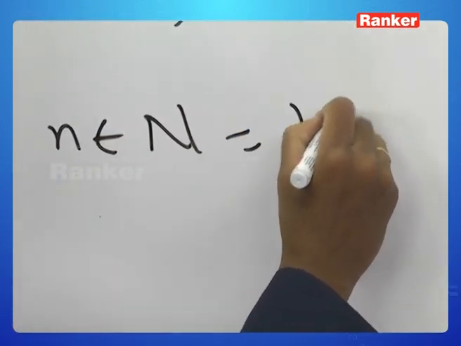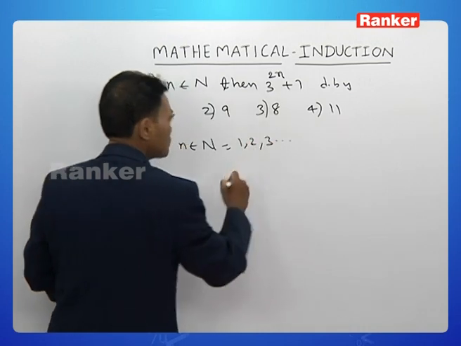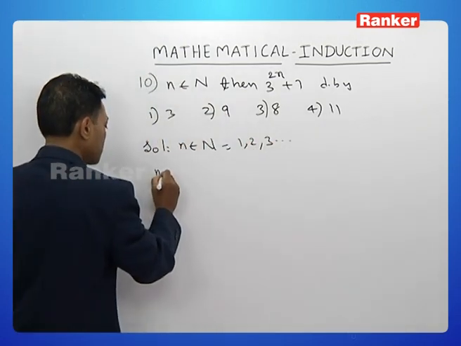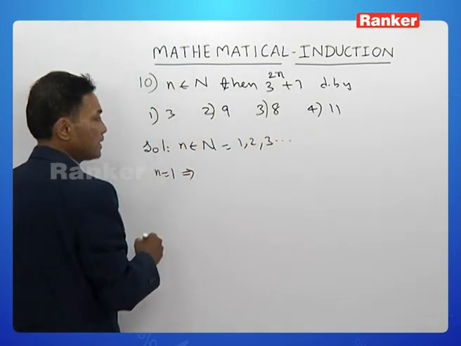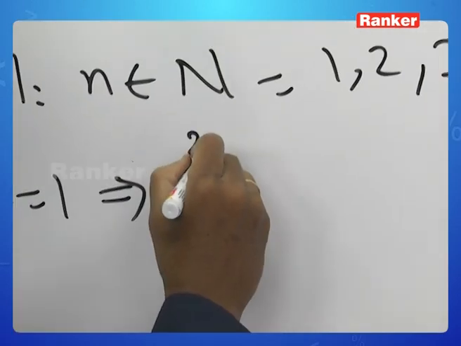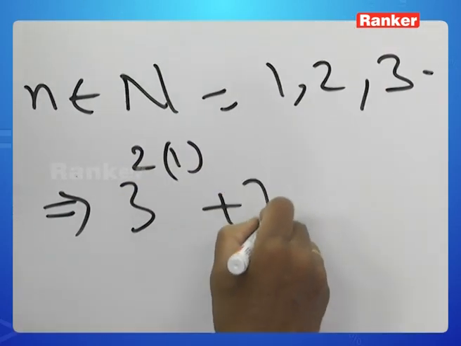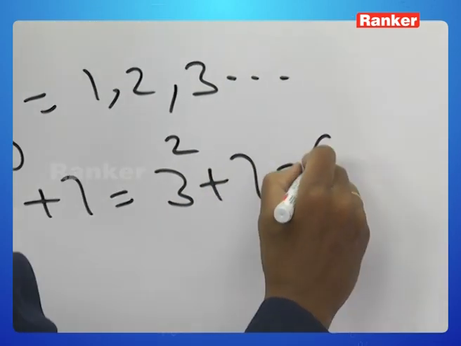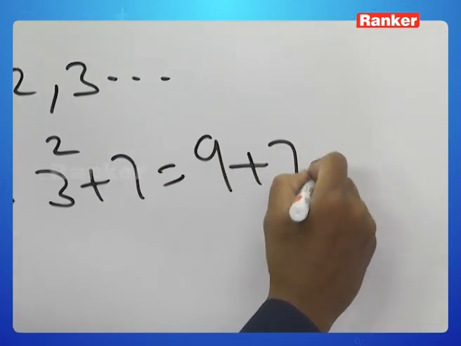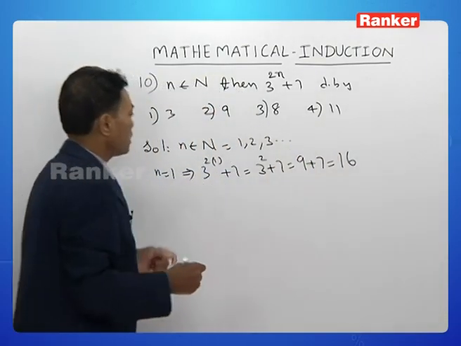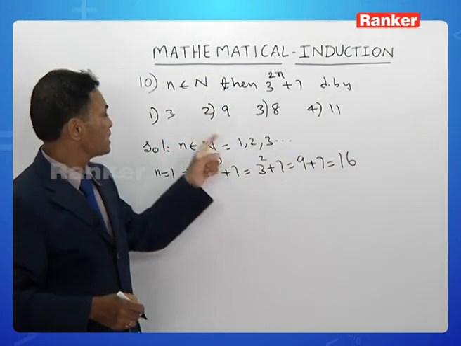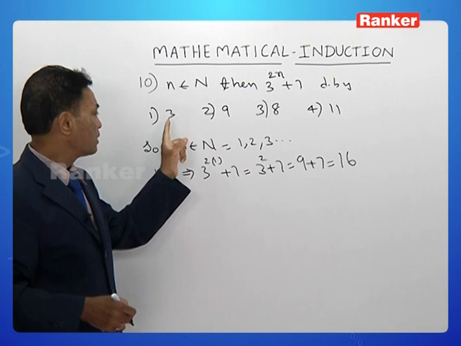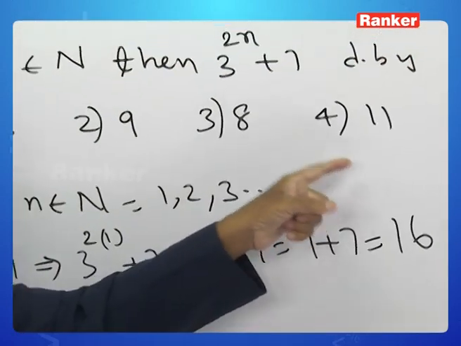Yes, natural numbers. So, I will substitute n is equal to 1 first. If we substitute n is equal to 1, 3 to the power of 2 into 1 plus 7, that is 3 square plus 7, 9 plus 7, 16. Now, 16 is divisible by, see here, 3 is given, 9 is given, 8 is given, 11 is given.